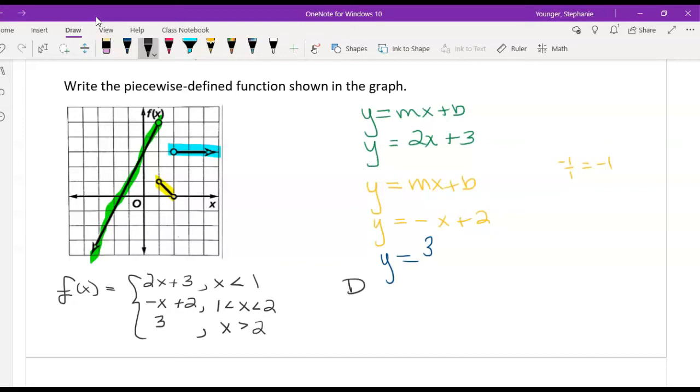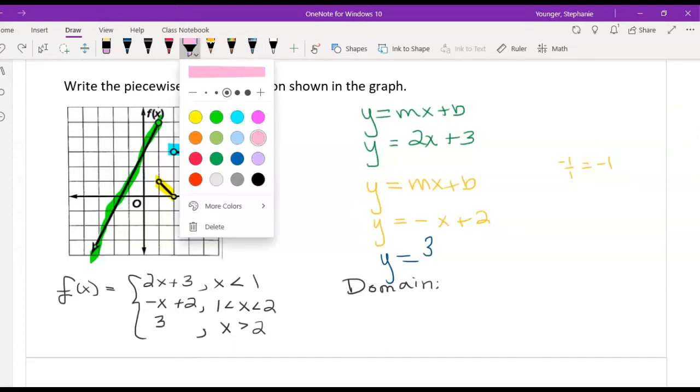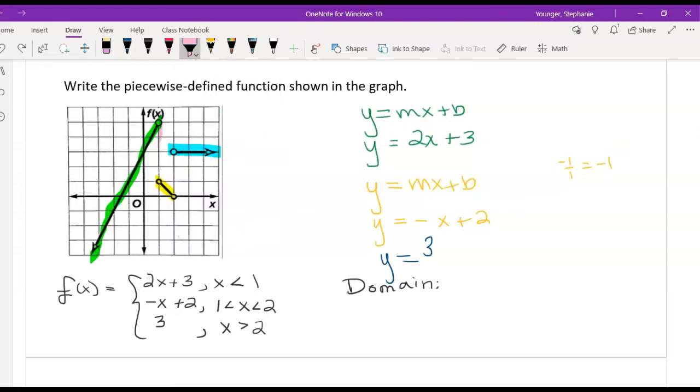Just for giggles, let's take a look at our domain. Do we have all x values represented? No, we don't. If you notice, we have open circles here. I'll go ahead and highlight them. So we have open circles here on this line, and open circles here on this line, which means that our graph does not include those values.